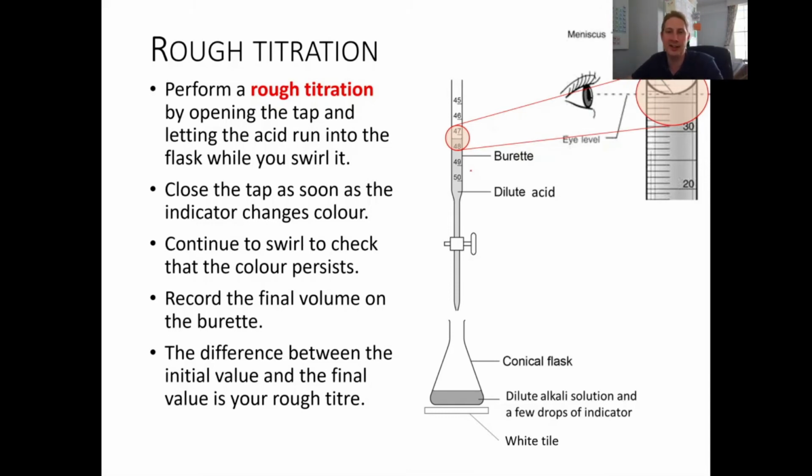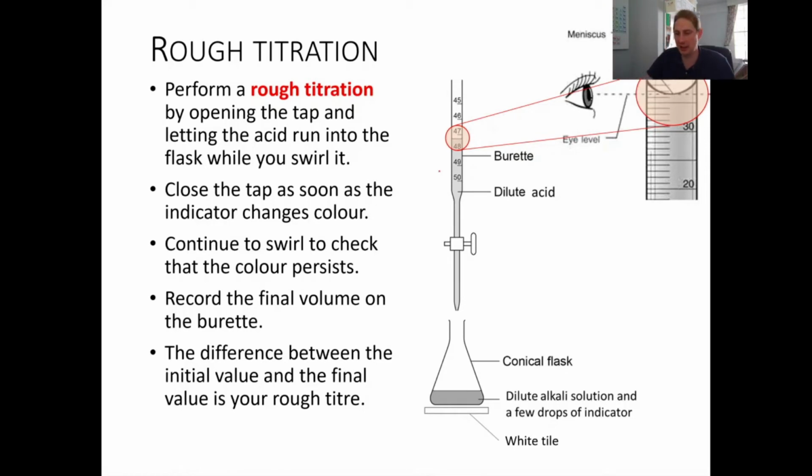As soon as the indicator changes colour, you close the tap. You continue to swirl to check that the colour persists. Sometimes the colour will go back because the reaction takes a short while to complete, and then it may be that you haven't quite reached the end point. But once that colour persists, you will record the final volume on the burette, and the difference between those is your rough titre.